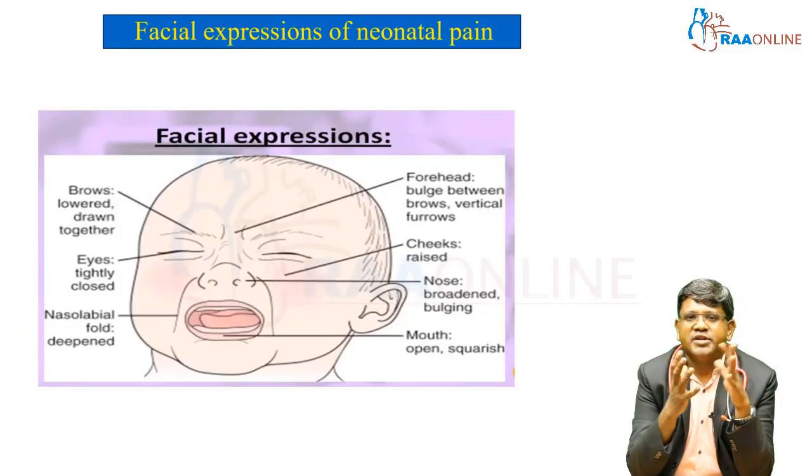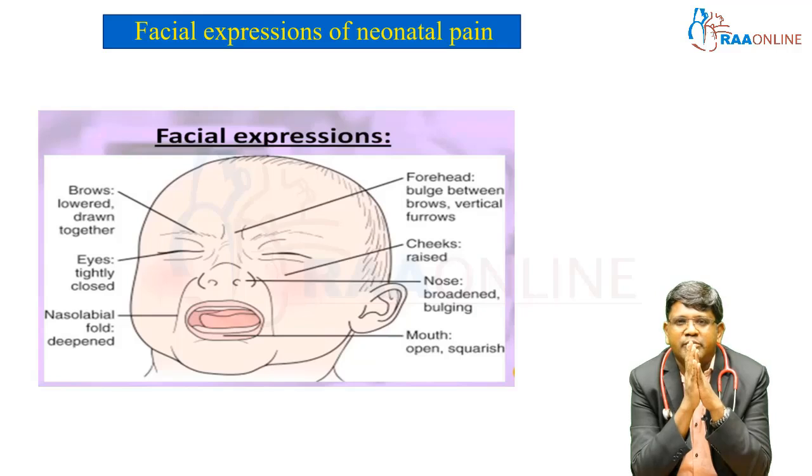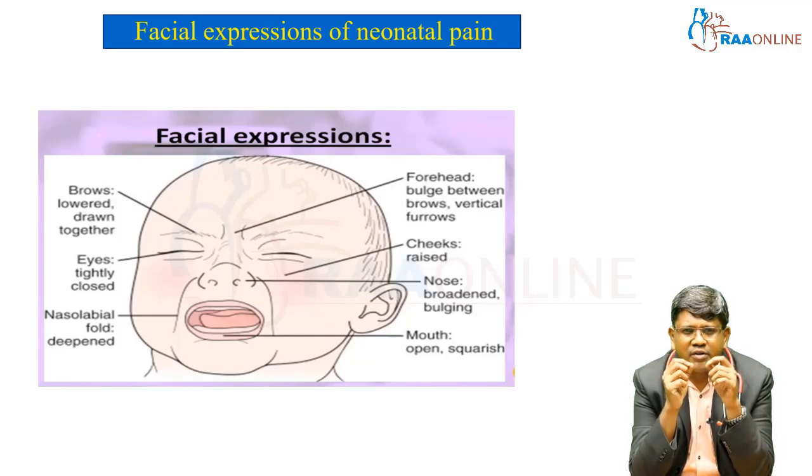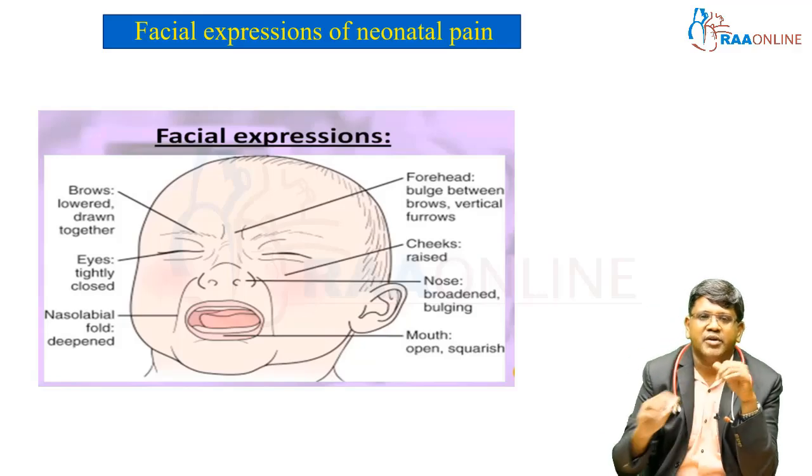Now the facial expression a newborn produces whenever it experiences pain is very characteristic. The forehead has a bulge between the brows including vertical furrows, the cheeks are raised, the nose becomes broadened, the mouth becomes more squarish, the nasolabial fold is deepened, eyes tightly closed and brows lowered and drawn together. This is the classical facial expression used in a lot of pain scales for the manifestation of neonatal pain.